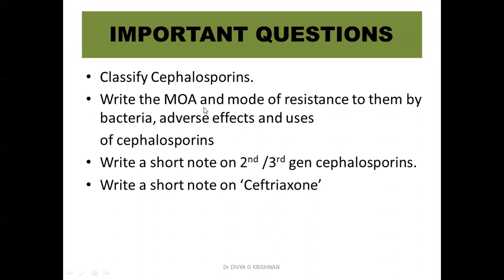Now, if you're getting a short note on ceftriaxone, then what will you write? First, you start with: it is a third generation cephalosporin. Then you will write the mechanism of action and mechanism of resistance, which are the same. Spectrum, you will write the same spectrum as is there for third generation. Adverse reactions pertaining to ceftriaxone, if you have seen anything, as well as the common ADRs in the slides. The uses, you will write exactly the same uses which I have mentioned under the third generation.